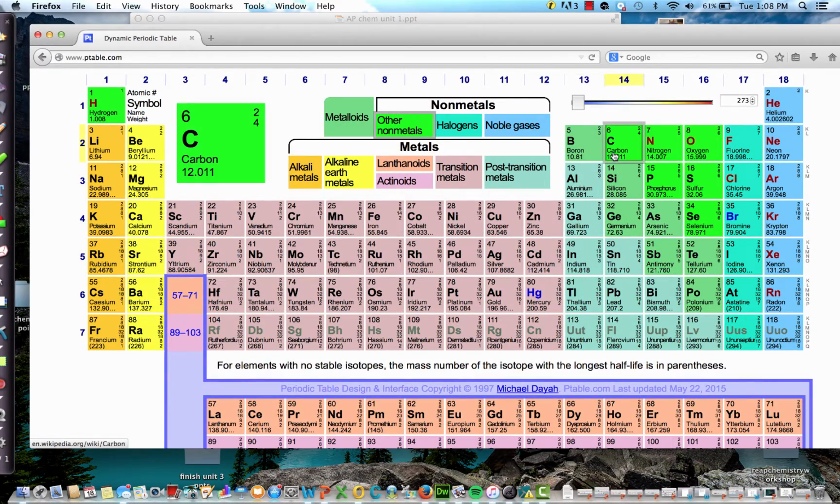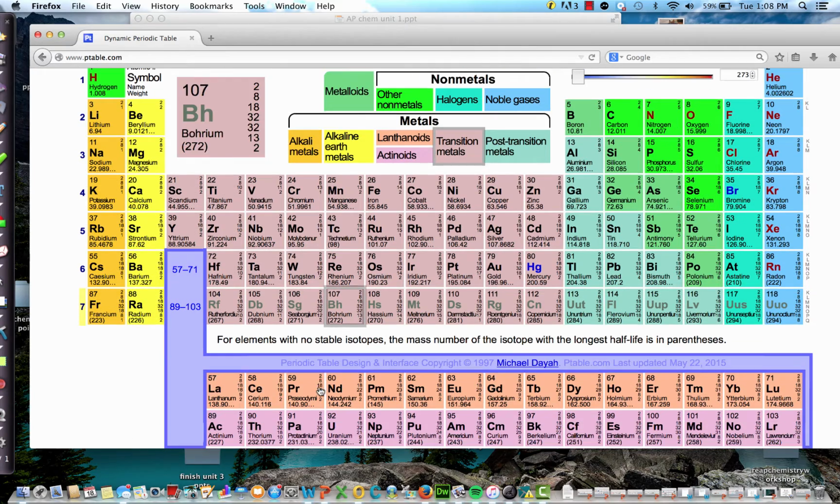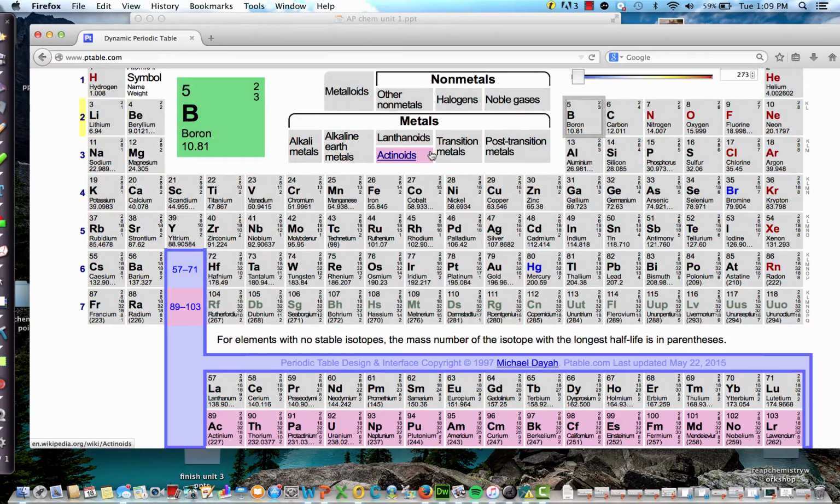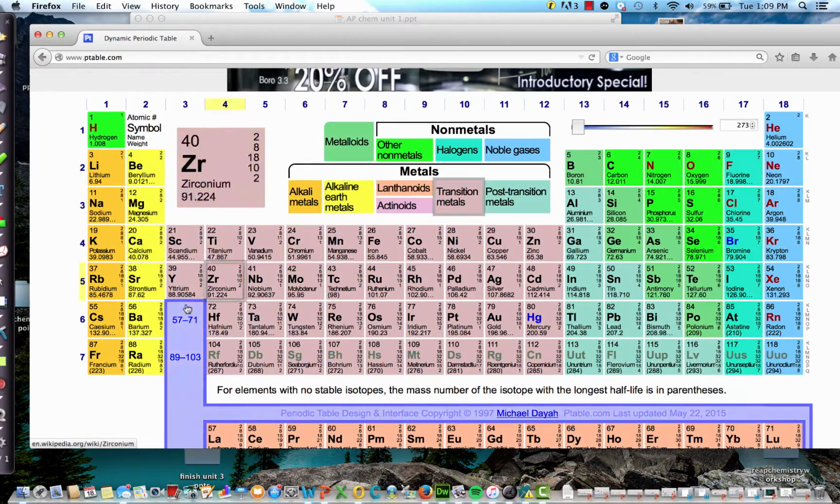Now, everything to the right would be considered a nonmetal. So we actually have very few nonmetals. So if you have an ionic compound, you're going to see a metal, and then you're also going to see a nonmetal. So if they're very far apart on the periodic table, it's probably an ionic compound.